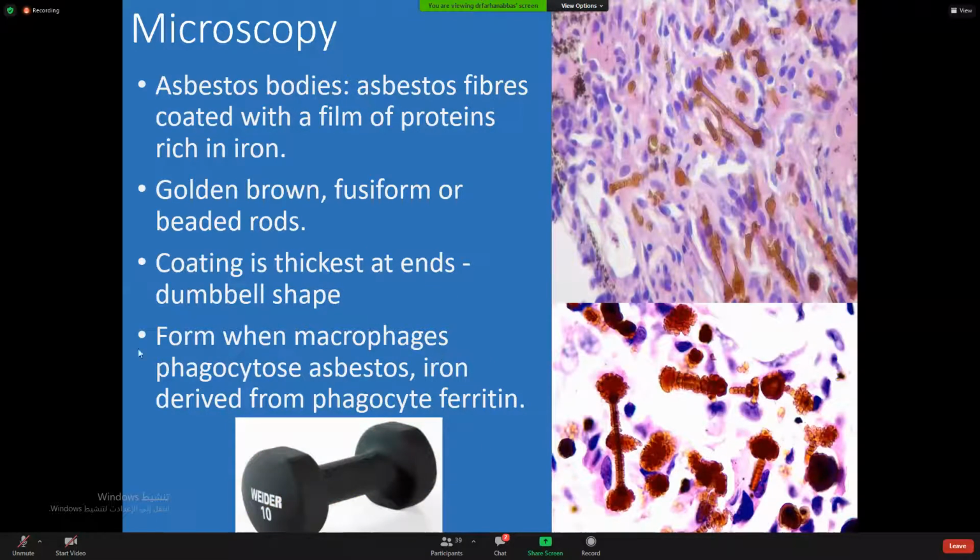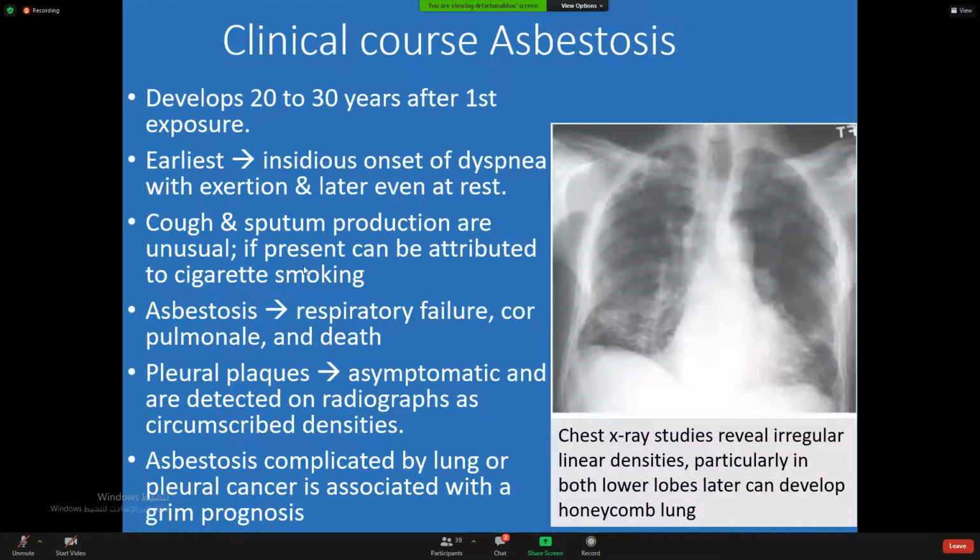Okay. Now, the clinical course of asbestosis is usually 20 to 30 years after the first exposure. Okay, the earliest sign is going to be dyspnea with exertion, and later even at rest. And usually cough and sputum production are very unusual. If present, it can be attributed to cigarette smoking. Now, this can lead to respiratory failure or cor pulmonale, right heart failure, and ultimately death. The pleural plaques that I have already shown you are asymptomatic and can be detected on radiographs.